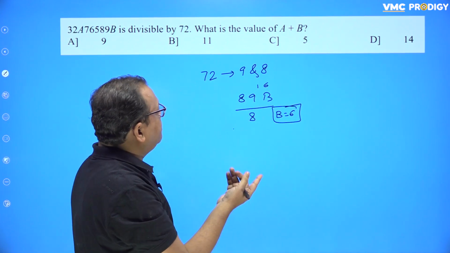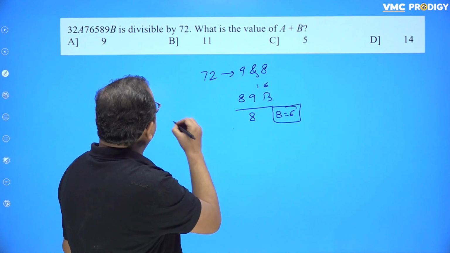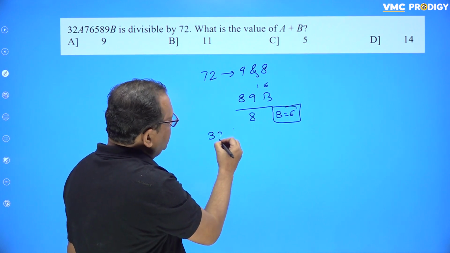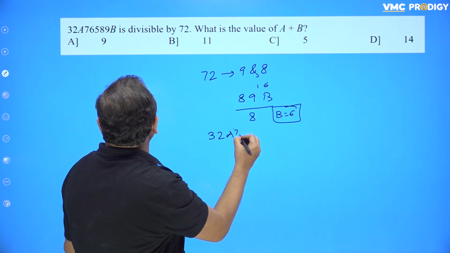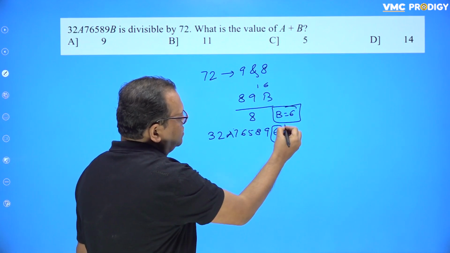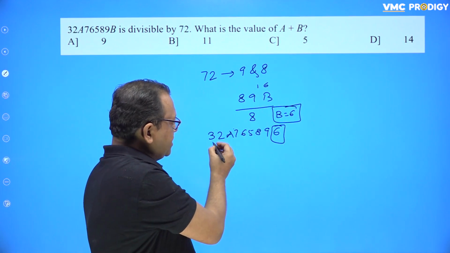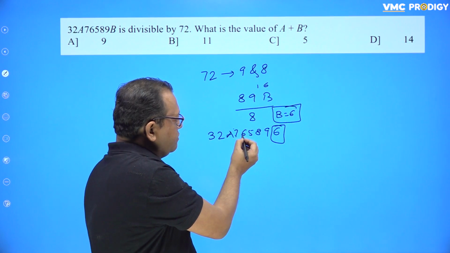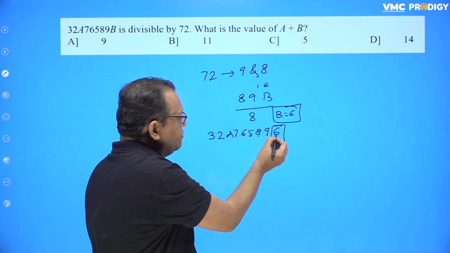Now I have to find the value of A. So just add the digits. So what is the number now? 3, 2, 7, A, 7, 6, 5, 8, 9. Now B is 6. We have already got this one. Now add the digits. 3 plus 2, 5, 12, 18, 23, 31, 40, 46.